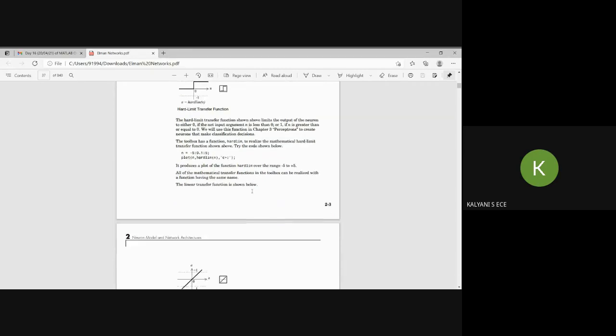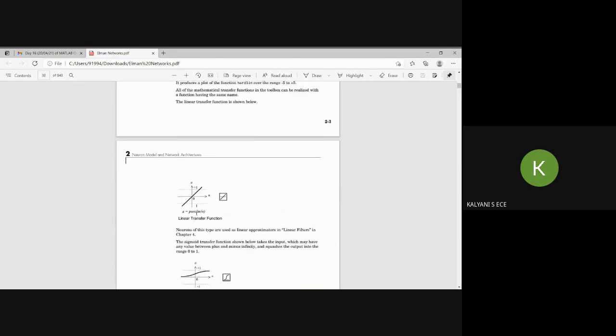The other one we have is the linear transfer function. So here N is the output. If N is 0, A is also 0, output is also 0. If N is 1, output is 1, and so on. And here again, either we can limit it or we can have N; it's a linear function actually.